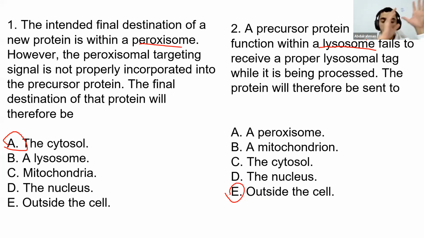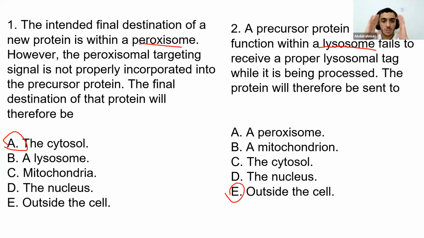So it already started in the free ribosome. Then the free ribosome saw the signal. The signal took it to the endoplasmic reticulum ribosome. And then from the endoplasmic reticulum, we sent it to the Golgi. And right now we're inside the Golgi. If it doesn't get sent from the Golgi to the lysosomes, then most likely the Golgi will send it outside the cell.